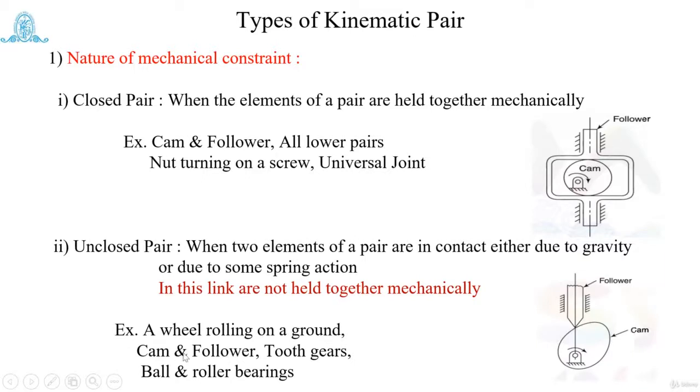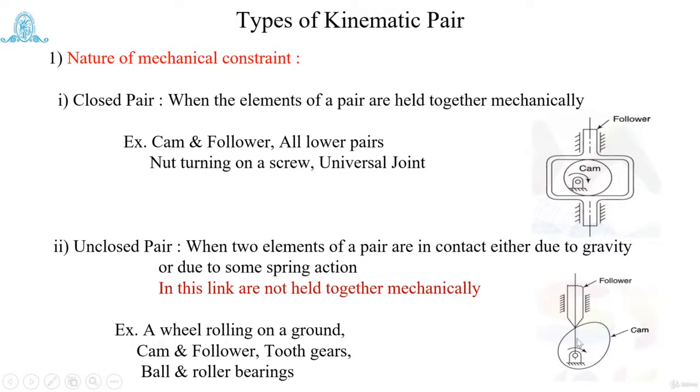And cam and follower. Why have I taken the cam and follower example? Because I explained the cam and follower for a closed pair. Similarly, I am going to explain the unclosed pair also with the help of cam and follower. Now this is a cam and this is a follower, a knife edge type of follower. As the cam is rotating, the follower will move up and down. As the cam speed increases, because the inertia force increases, there might be chances that at some point of time the contact between the cam and follower may be lost at higher speed.